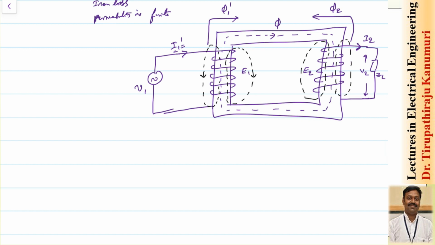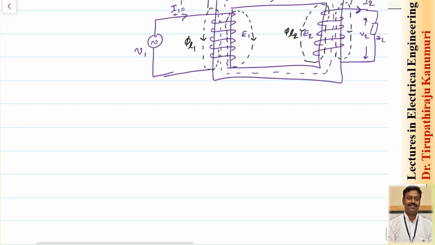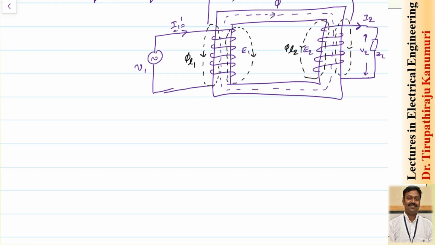I am repeating again: because of the primary current, the entire flux produced is not passing through the core. Some flux will pass through the air itself, or we can say it links only with the primary winding and doesn't link the secondary winding. This flux which is not linking with the secondary winding, I represent as the leakage flux, phi L1, where L stands for leakage flux due to current I1. Similarly, the leakage flux produced by the secondary winding which is not linking with the primary winding, I represent with phi L2.